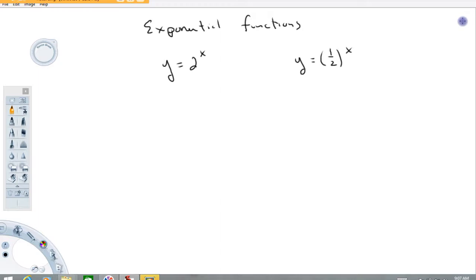Alright, so exponential functions. Here's a couple examples of exponential functions: y equals 2 to the x and y equals 1/2 to the x. We're going to look at these graphically, and we're going to just talk basic properties of exponential functions in this video. We're going to start with this one. That's an example of an exponential function, and what I'm going to do is graph it.